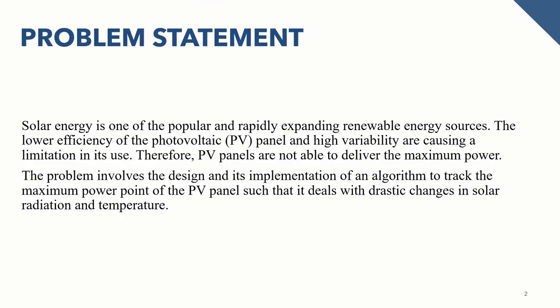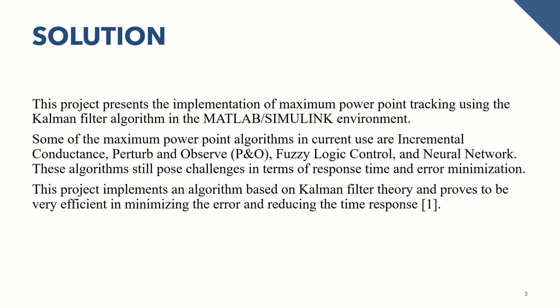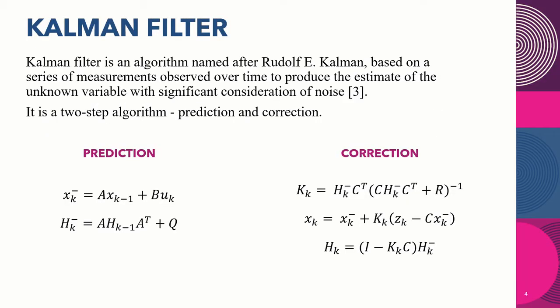The problem involves the design and implementation of an algorithm to track the maximum power point of the PV panel such that it deals with the drastic changes in the solar radiation and the temperature. The solution involves the implementation of an algorithm based on the Kalman filter theory to track the maximum power point in a MATLAB and Simulink environment, and it proves to be very efficient in minimizing the error and reducing the time response.